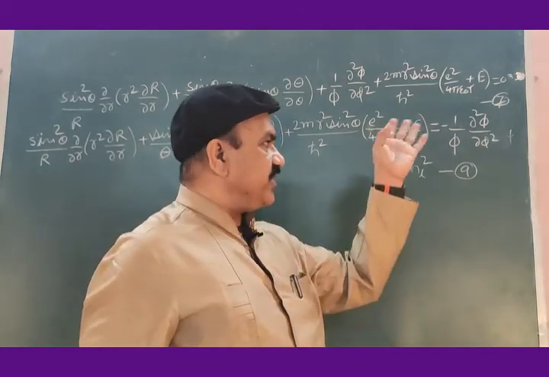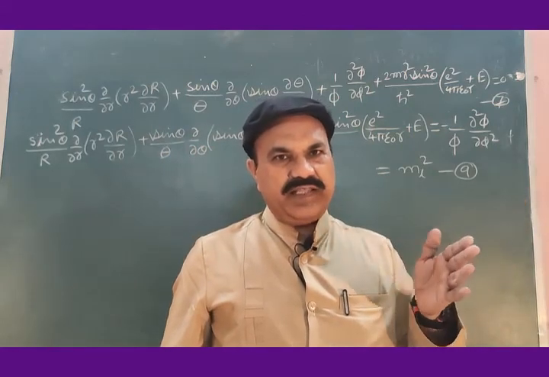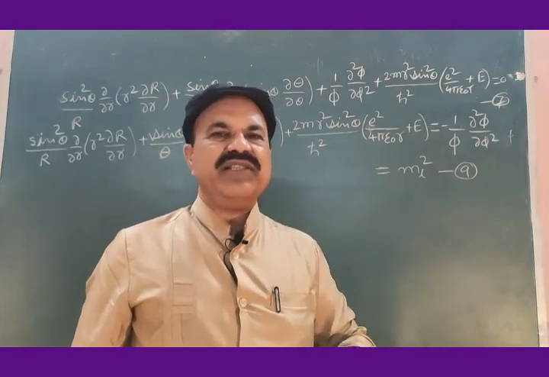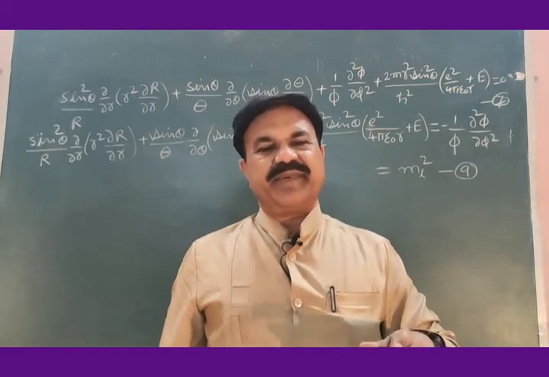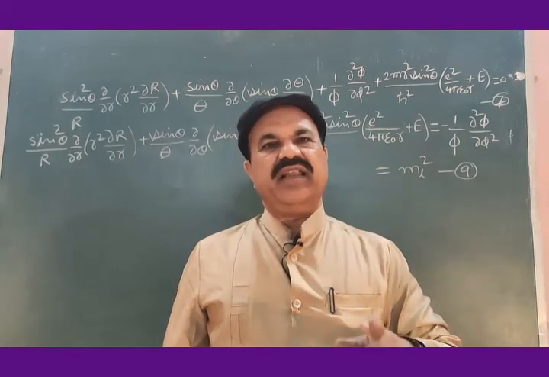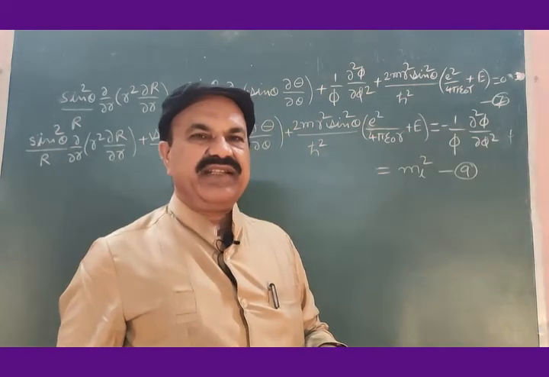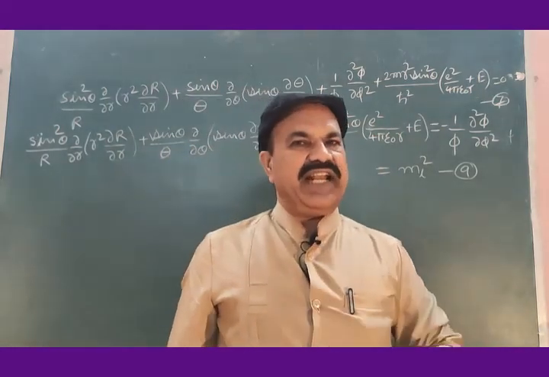Okay, so this is one stage in the process of separating variables of the Schrodinger equation of the hydrogen atom expressed in the spherical polar coordinate system. We shall consider equation 9 and we shall separate the variables in the next lecture.